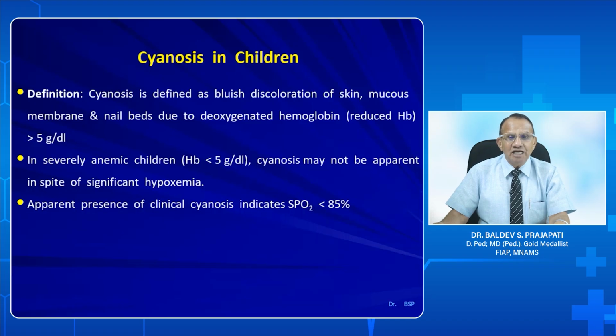In severely anemic children, where the hemoglobin is less than 5 gram per deciliter, please remember cyanosis may not be apparent in spite of significant hypoxemia, and it is very easily missed by the clinician. Apparent presence of clinical cyanosis indicates that SpO2 is less than 85%, and that indicates the severity.